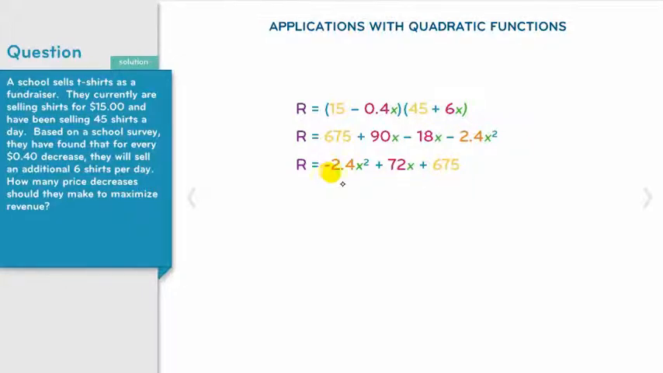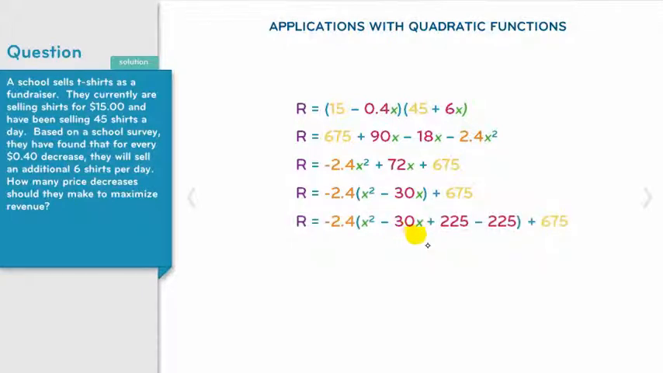If we factor our leading coefficient, in this case a negative 2.4, from our first two terms, we're left with x squared minus 30x in the brackets. Now we can take our b term, the negative 30x, and divide it in half, which gives us negative 15. When we square that, we have 225 and then a minus 225. Next, we need to take the negative 225 and multiply it by the leading coefficient, which pulls it outside of the brackets and gives us 540.